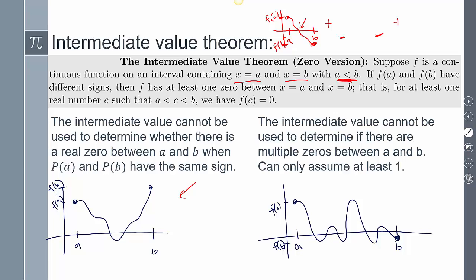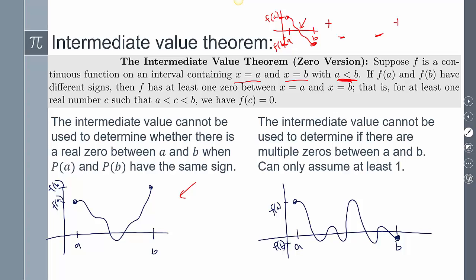The second assumption that tends to be bad is that sometimes when we do our intermediate value theorem, our f of a is positive, our f of b is negative, so it changes sign, we assume that there is only one. You can only assume that there's at least one. And here's the example there, because if it crosses 1, 2, 3, 4, 5, 6, 7 times, there's actually 7 zeros between those two values.